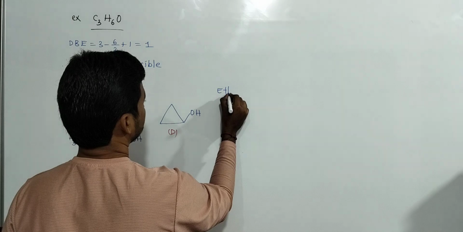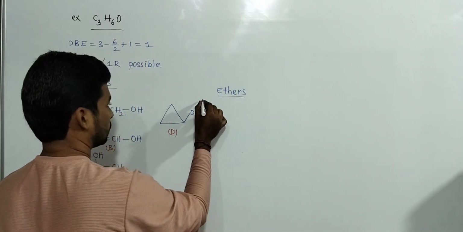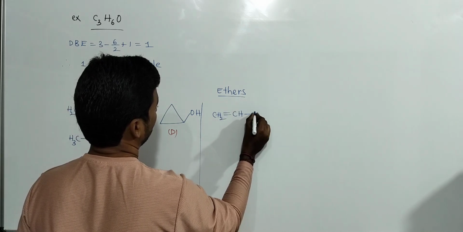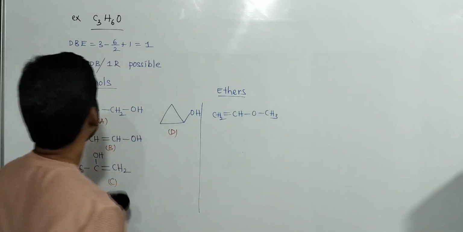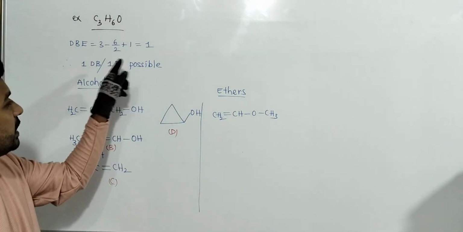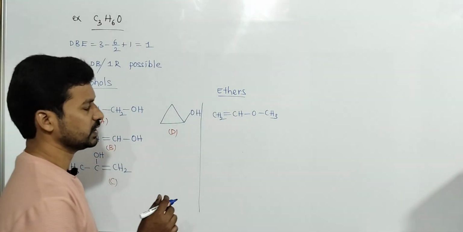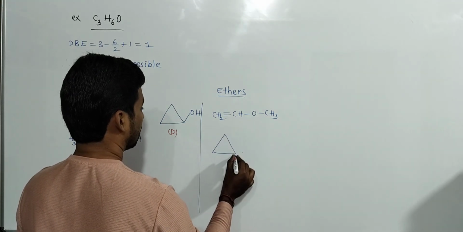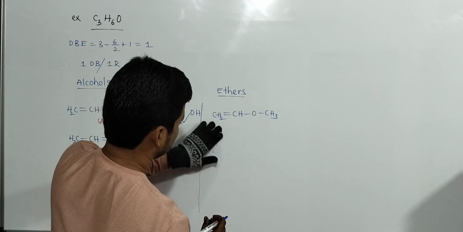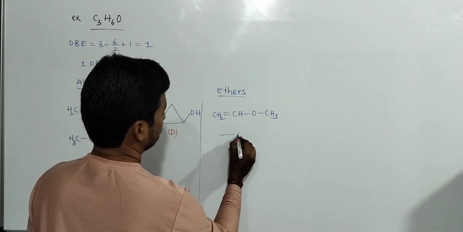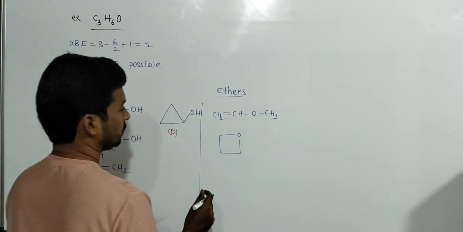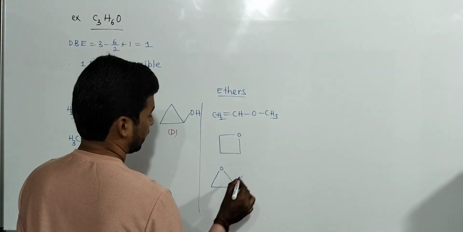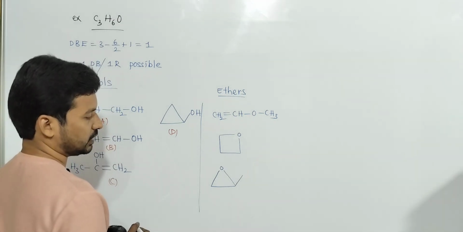In ethers, CH2=CHOCH3. Carbon atoms are 3, hydrogen atoms are 6, oxygen is 1. Only this is possible. Next, cyclic ethers, 3 carbon atom with oxygen. This one possible. Next, reduce ring size, then a branch like this. This is possible.